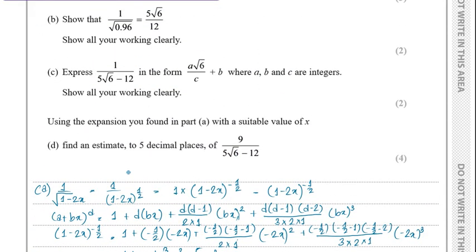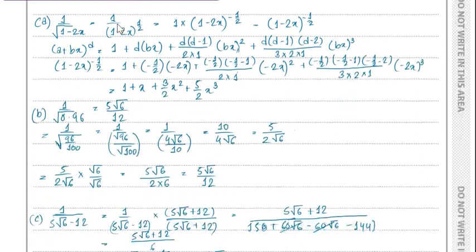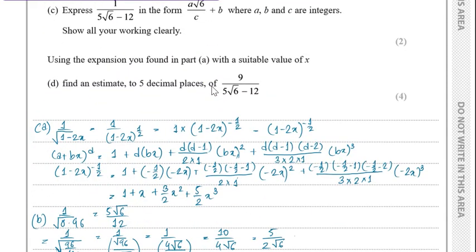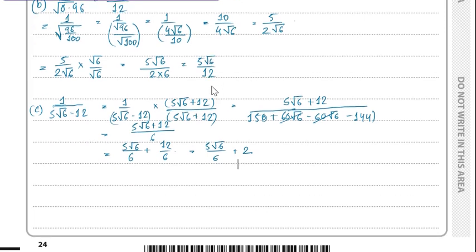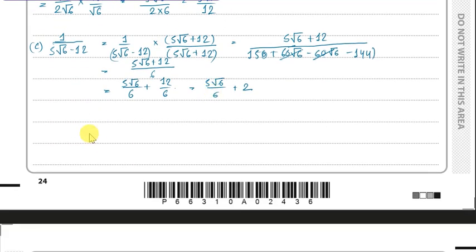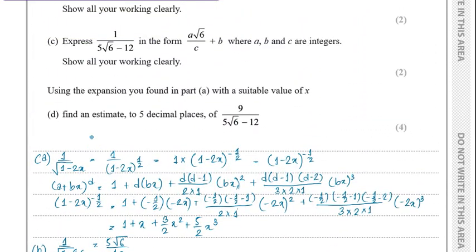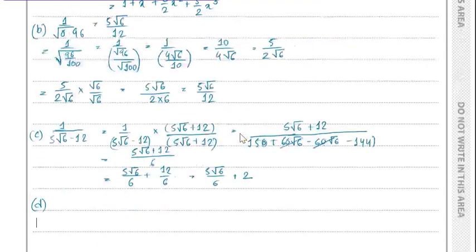And this is in the form of what they have asked us to show. So A is 5, B is 6, and C is 6. So this is the answer for part C. For part D, using the expansion you found in part A with a suitable value of x, find an estimate to 5 decimal places of 9 by 5 root 6 minus 12.